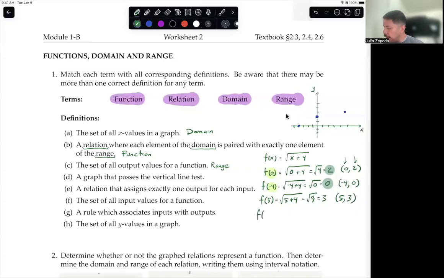How about f of negative, let's do negative 5. Well, the square root of negative 5 plus 4 is equal to the square root of negative 5 plus 4 is negative 1. And the square root of negative 1 we will say is not a real number.